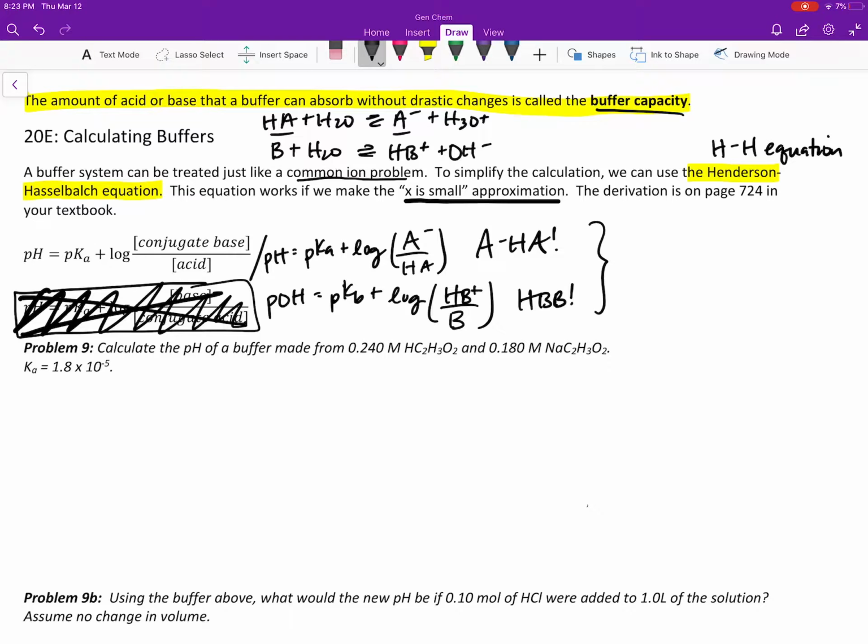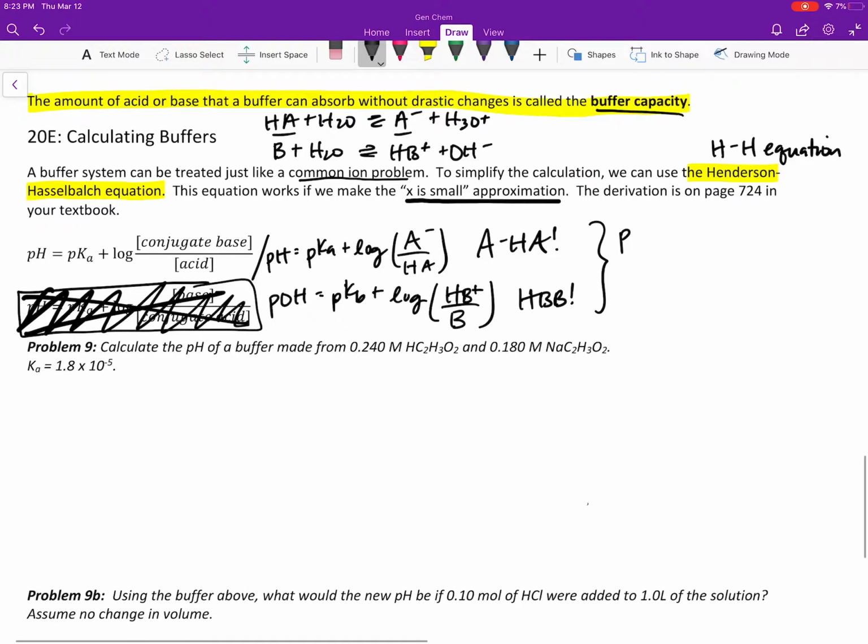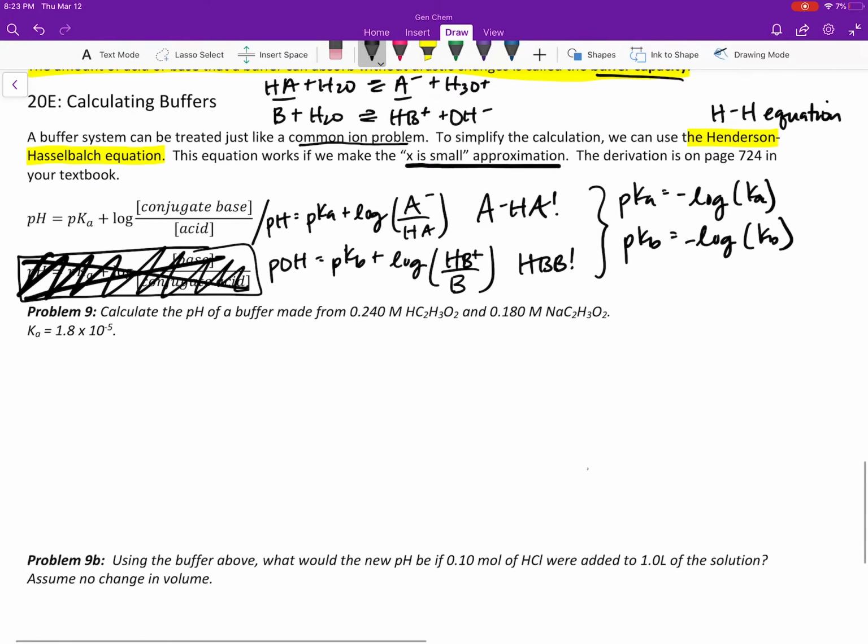Now you might be asking yourself, what is pKb? Because I've heard of Ka and Kb, and I've heard of pH and pOH, but I have not heard of pKb. But the nice thing is you solve for pKa in the same way you solved for pH, with the negative log. So to get pKa and pKb, I'm going to take the negative log of the Ka or the Kb and get the answer. Okay, so this is identical to pH.